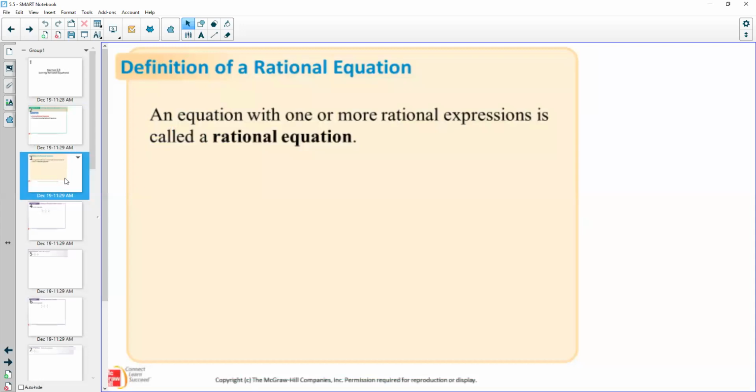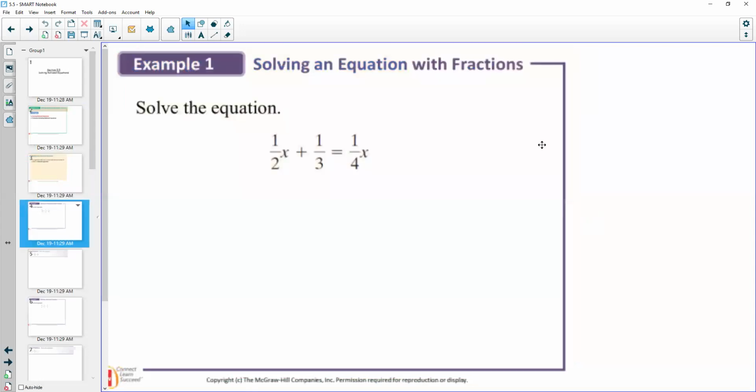So an equation with one or more rational expressions, fractions, is a rational equation. This is an example of an equation to solve. Don't panic. So here is the thing. We are going to do this in as straightforward a way as we possibly can, and we are going to approach every single one of these basically the same way. First, you are going to look at the denominators and find the least common denominator of what you see there. In this case, it's just numbers, so there's nothing to factor.